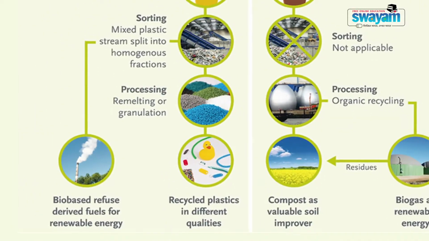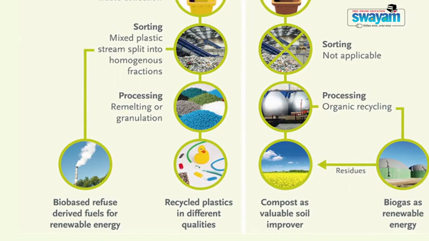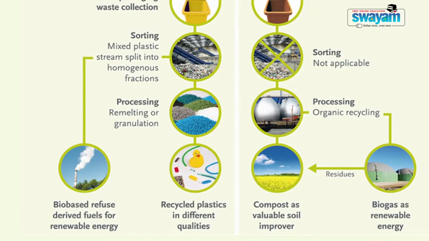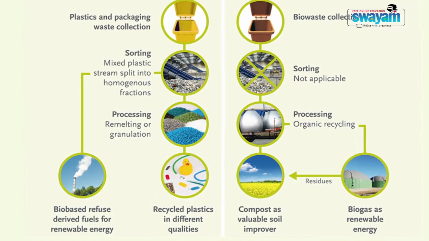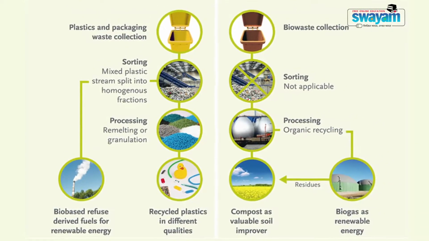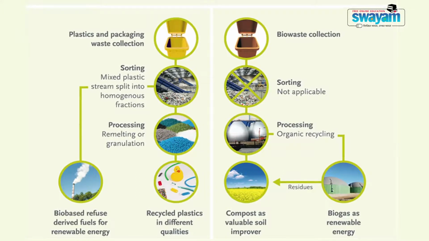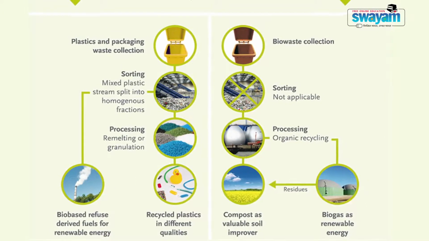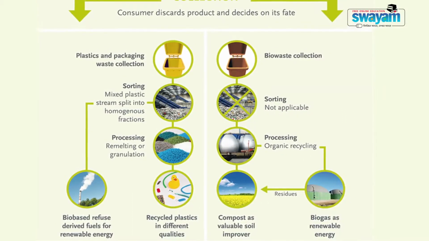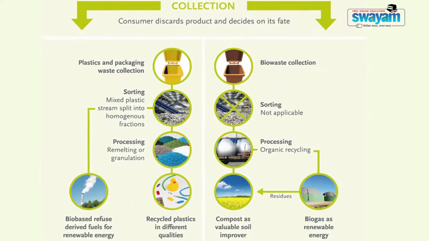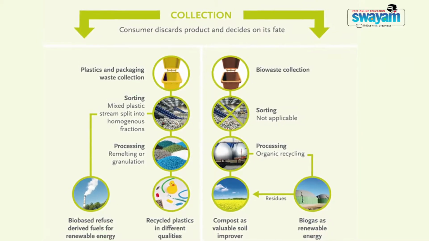Second is plastic and packaging waste collection. Sorting must be done to get homogeneous fractions, then processing must be done. During the processing, melting and granulation will be performed, and these recycled plastics come in different forms and can be used in different kinds of activities in day-to-day life.